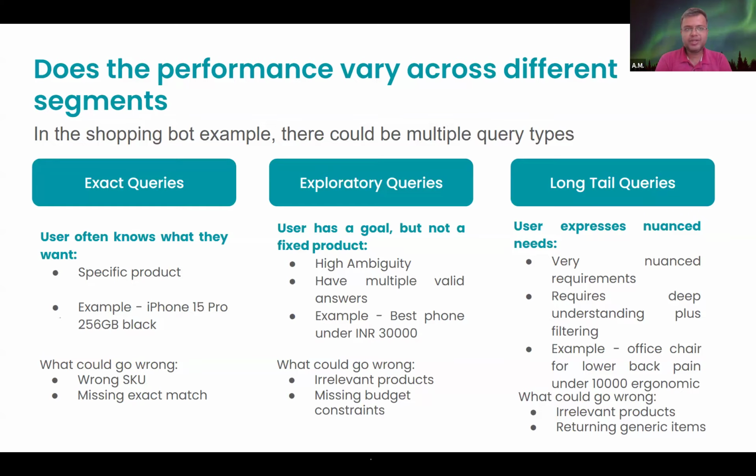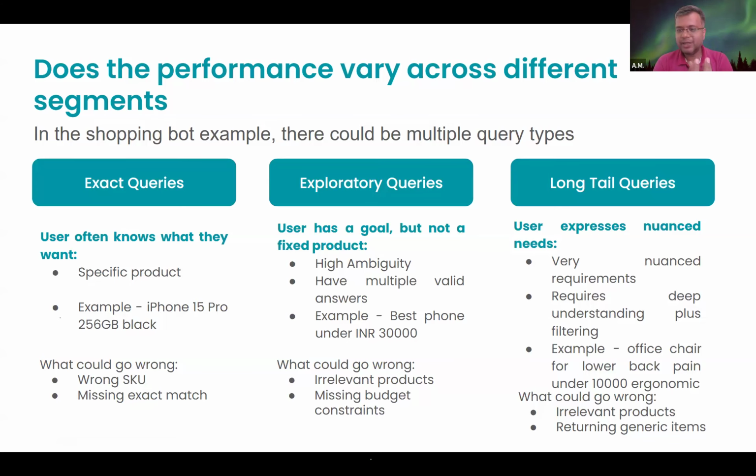We should try and measure the accuracy of the system across different use cases. In the case of a shopping bot, what are the different segments of use cases that you can think of? Let's understand. The first thing could be an exact query, where the user knows exactly what he's looking for. Let's say I'm looking for an iPhone 15 Pro, which is 256 GB and black in color, right?